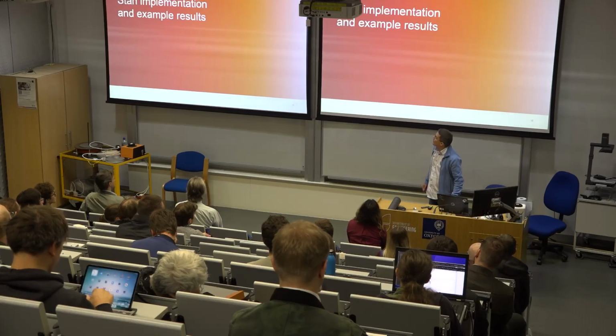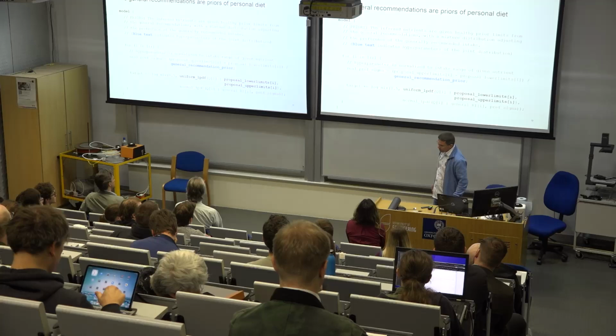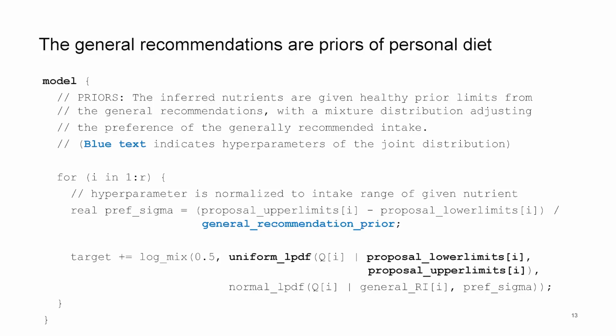Let's now look at some code and results that we have. So the priors first. The priors we got from the public recommendations. Basically we are just taking a uniform distribution, with the adequate lower limit and upper limit of healthy intake. And then we are throwing in a normal distribution that puts a little dent so we can prefer the middle point there if needed.